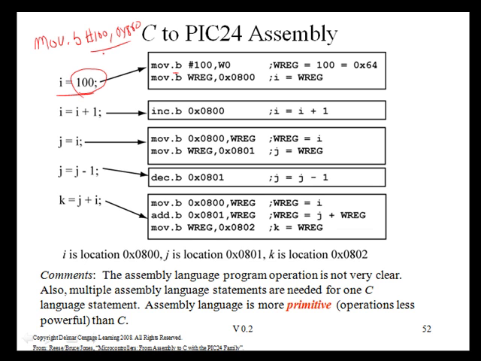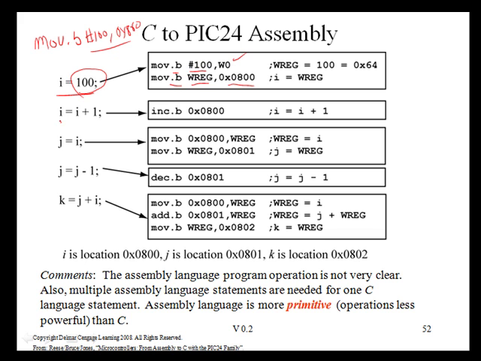Unfortunately, there's no such instruction in the PIC24 instruction set. We have to actually use two instructions to do this. We'll move the literal value 100 into W0. Then we're going to do a mov.b of WREG into location 800.